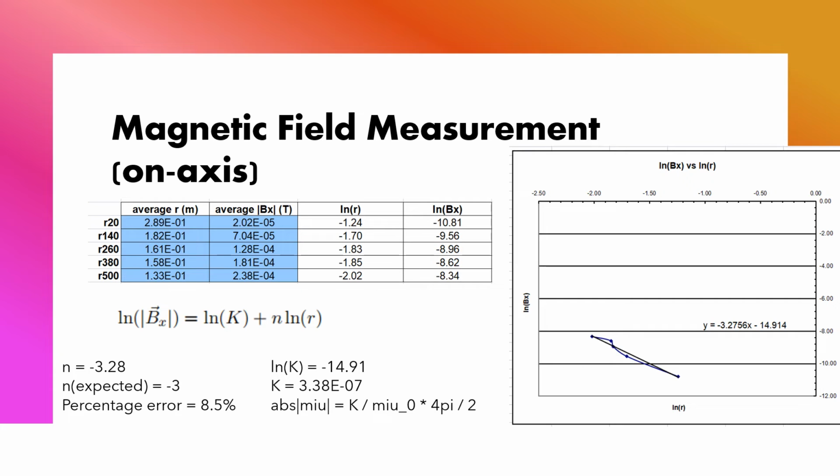And since the y-intercept on this graph is approximately -14.91, k is about 3.38 times 10 to the power of -7. And by implementing the Biot-Savart law, we can calculate the absolute value of the magnetic dipole moment.